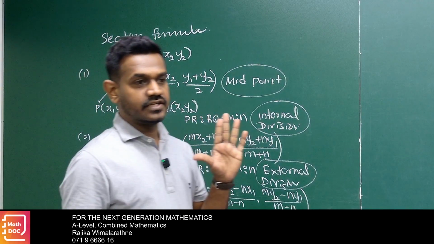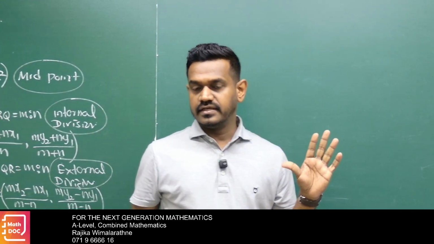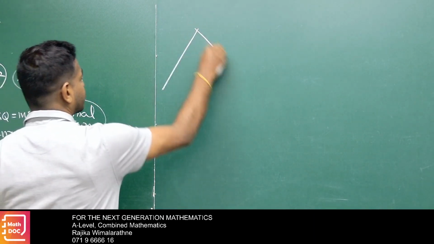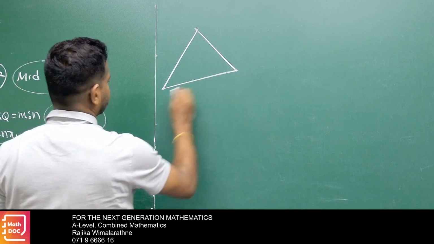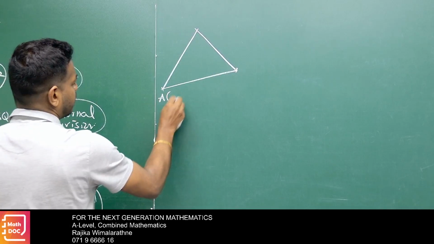Okay, with the section formula, you better remember the centroid of a triangle. The centroid of a triangle is like this. Let's complete these things as soon as possible, then we can move to straight line.